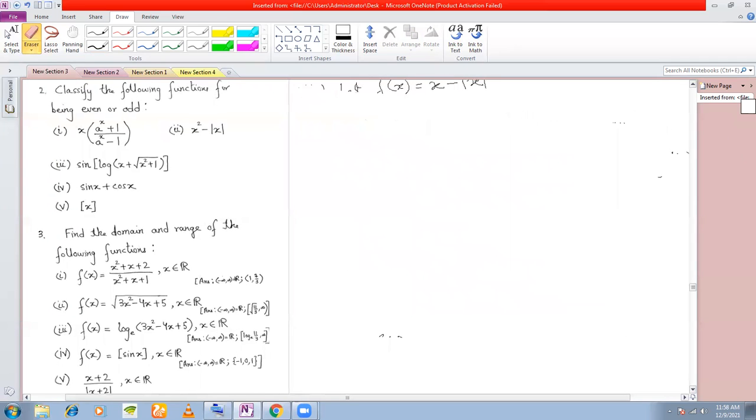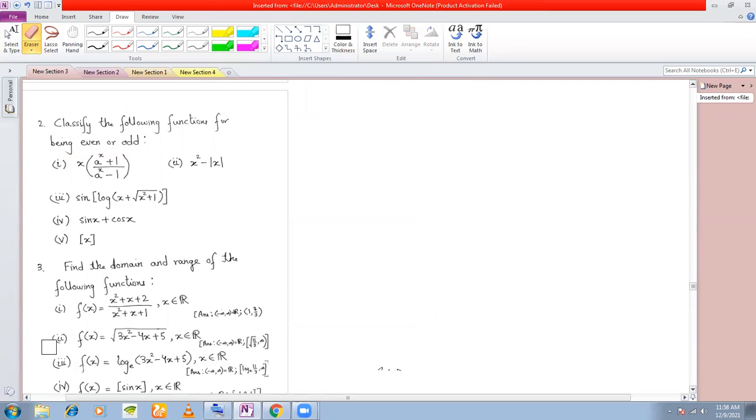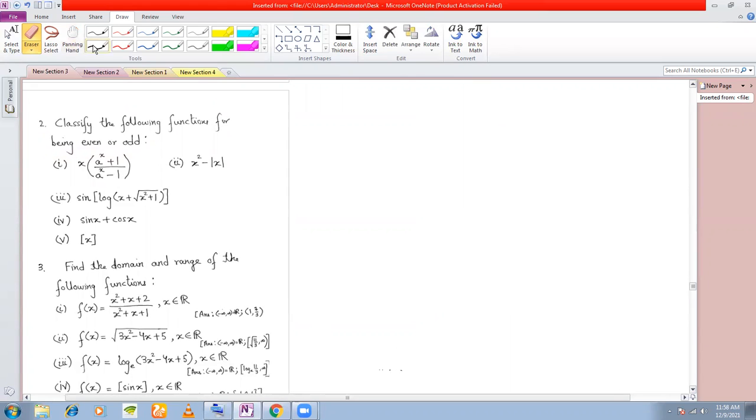Let's see the next one. Third is, the given function is f(x) equal to sine of log of x plus root of x square plus 1. You need to check whether this function is even or odd. So first of all, we find f(minus x).